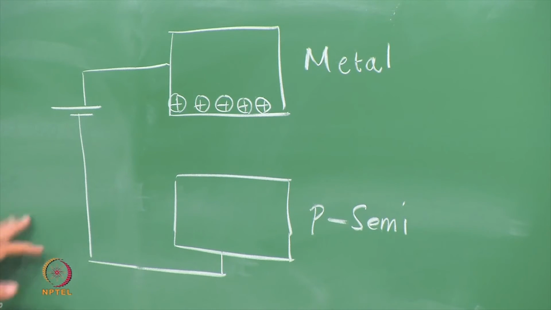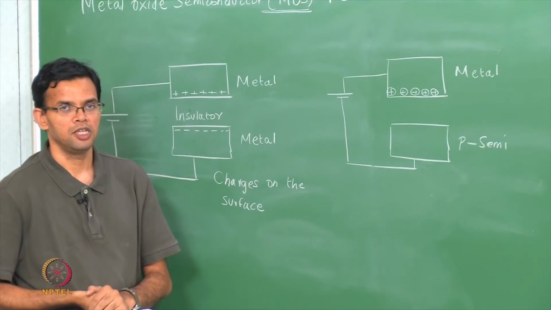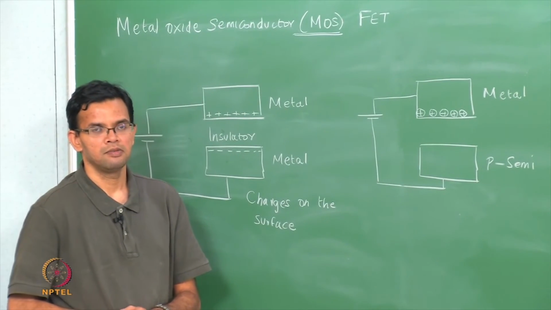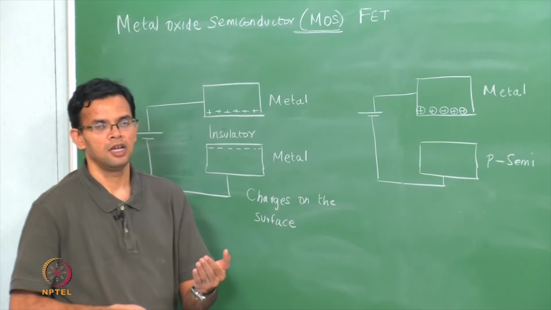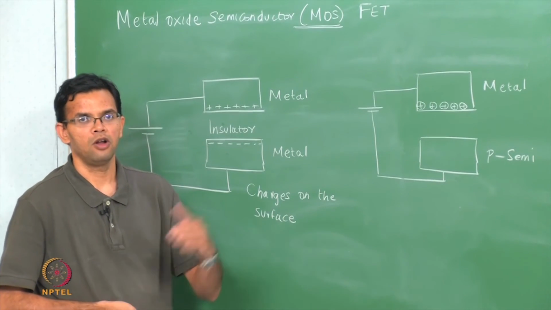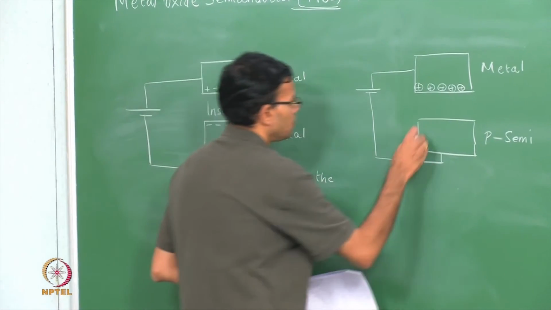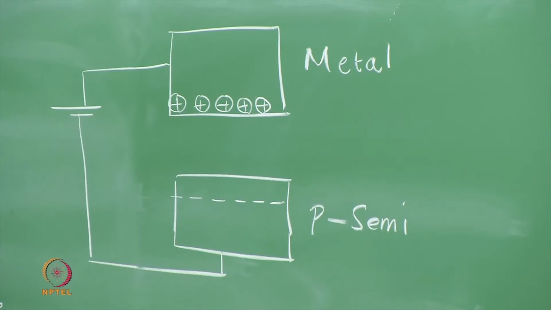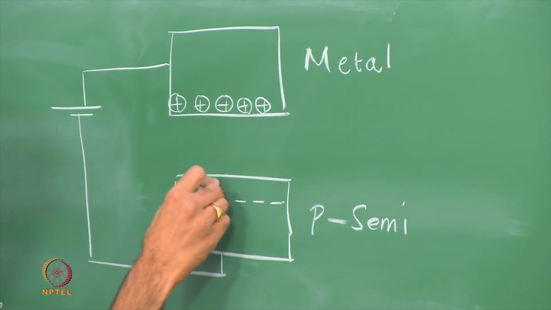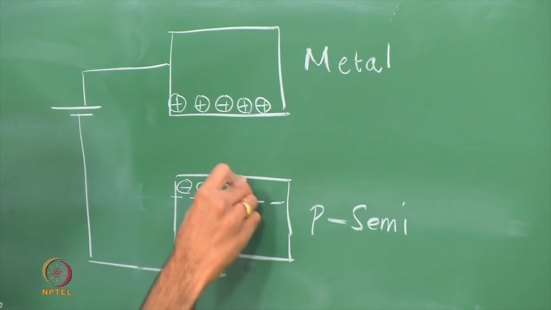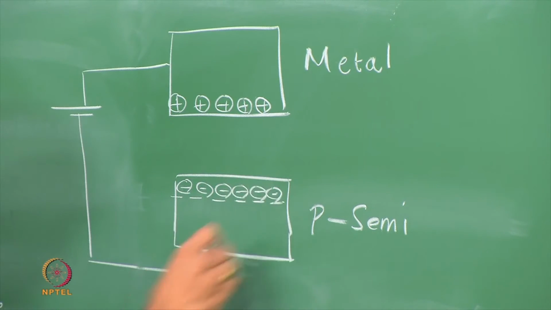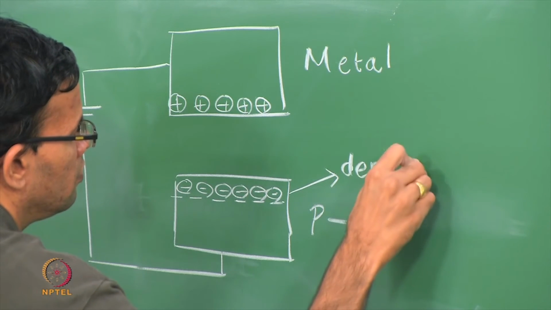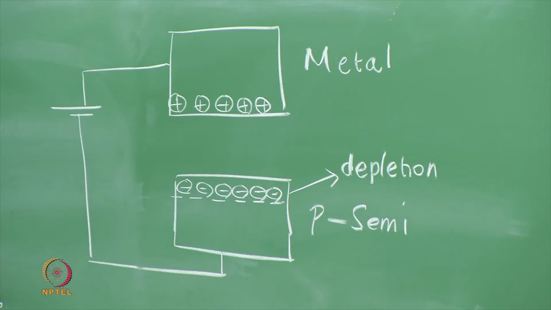We have seen this example earlier in the case of Schottky junctions. So, you have a negative charge on the semiconductor, but it is not only at the surface, it also extends a small distance into the bulk. So, in the case of a semiconductor, we have a depletion region, and then we also have the bulk.